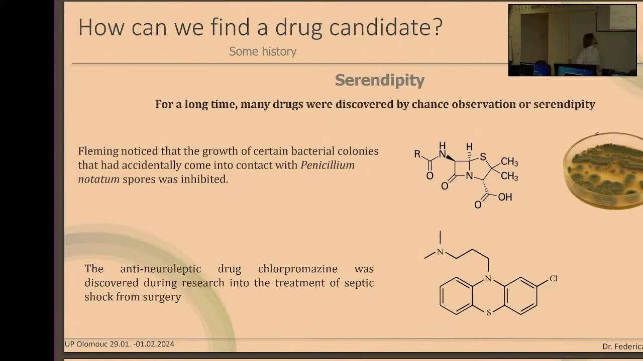So let me give you some history about drug discovery, because a long time ago drug design was made by serendipity, a process which is random. I have put just two examples of drugs that were discovered by serendipity: penicillin and also chlorpromazine.